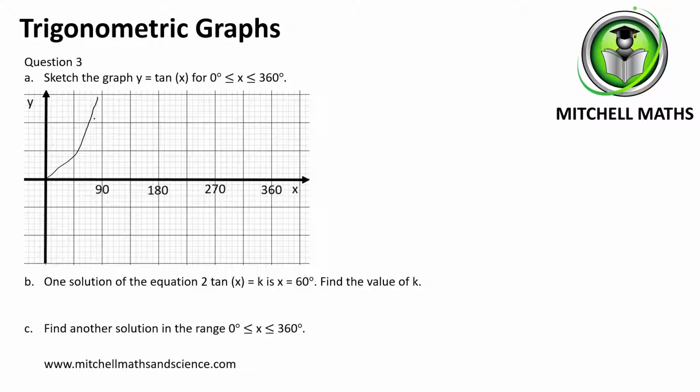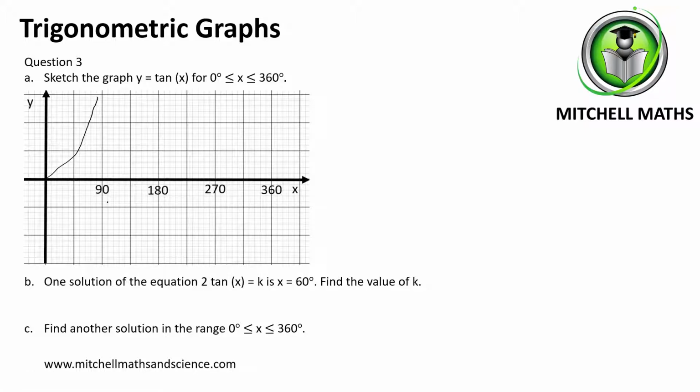90 is actually an asymptote. There's no value at 90 degrees. If you type tan 90 into your calculator, you'll get a math error. Because what happens is this graph curves upwards, and as the y value gets bigger and bigger and bigger, it gets closer and closer to 90 degrees, but never reaches it.